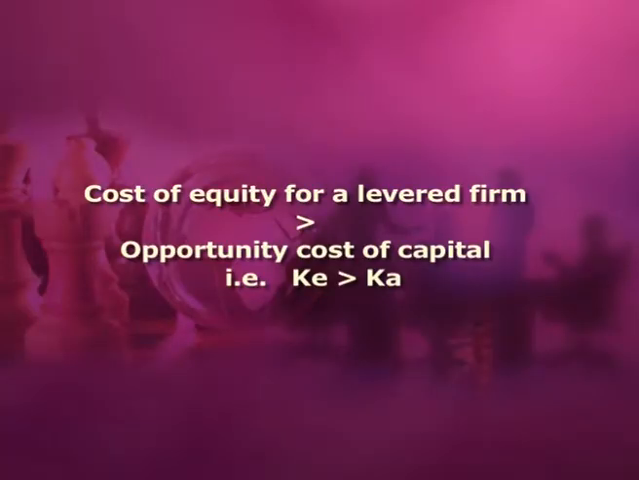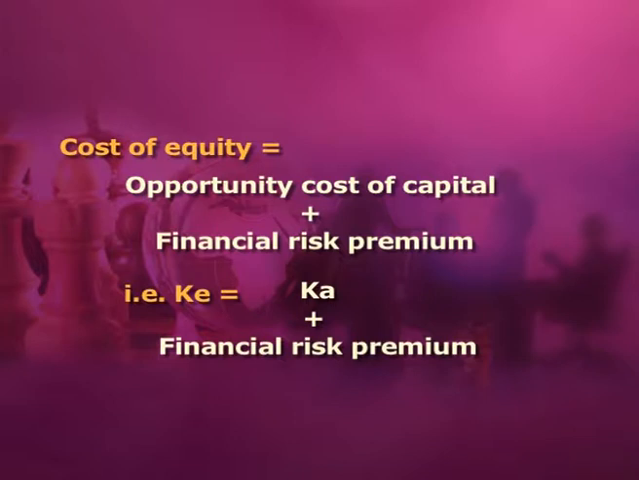The cost of equity for a levered firm should be higher than the opportunity cost of capital, that is KE is greater than KA. Cost of equity should be equal to opportunity cost of capital plus financial risk premium, that is KE is equal to KA plus financial risk premium.